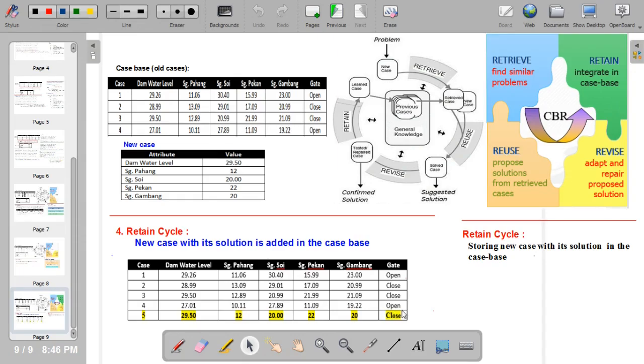So this is the end of our case study, where the Department of Irrigation will know that the solution for the new case is closed, meaning that they have to close the gates.